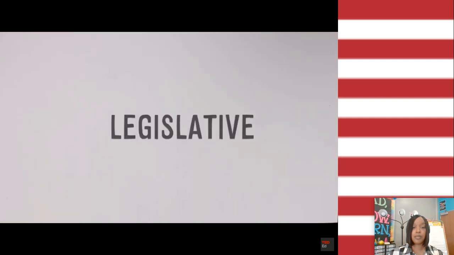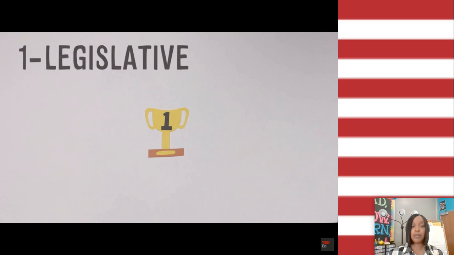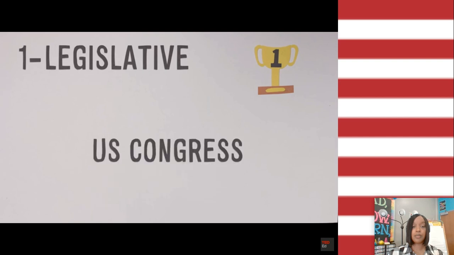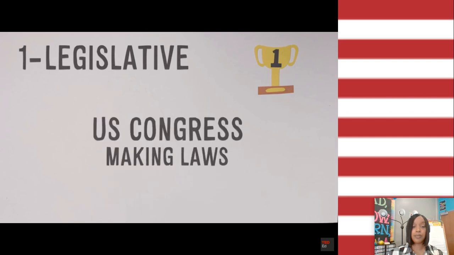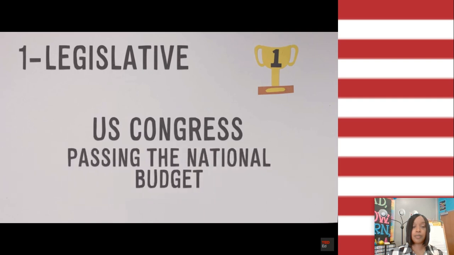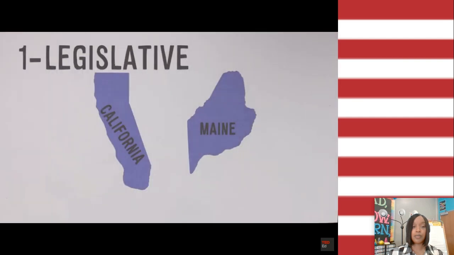The legislative branch is described in Article 1 of the U.S. Constitution. Many people feel that the founding fathers put this branch in the document first because they thought it was the most important. The legislative branch is comprised of 100 U.S. senators and 435 members in the U.S. House of Representatives. This is better known as the U.S. Congress. Making laws is a primary function of the legislative branch, but it is also responsible for approving federal judges and justices, passing the national budget, and declaring war. Each state gets two senators and some number of representatives, depending on how many people live in that state.